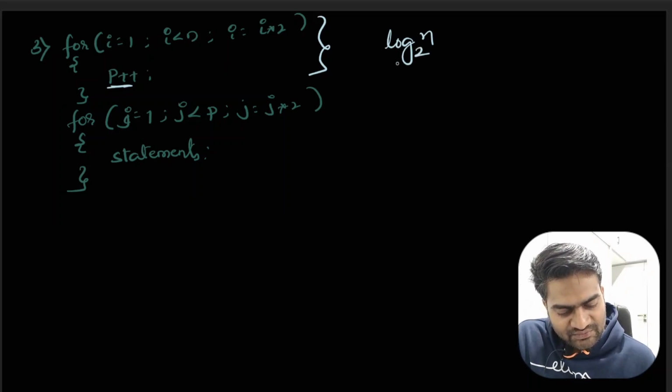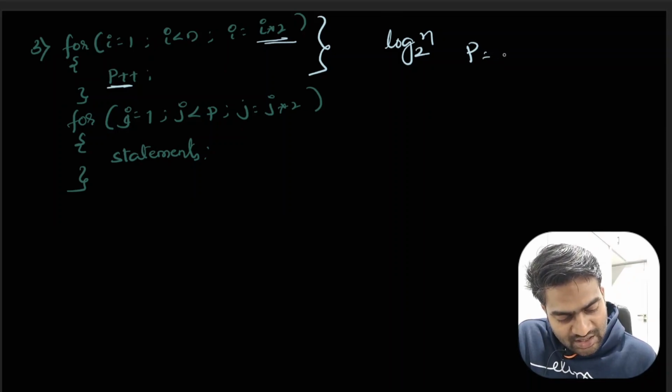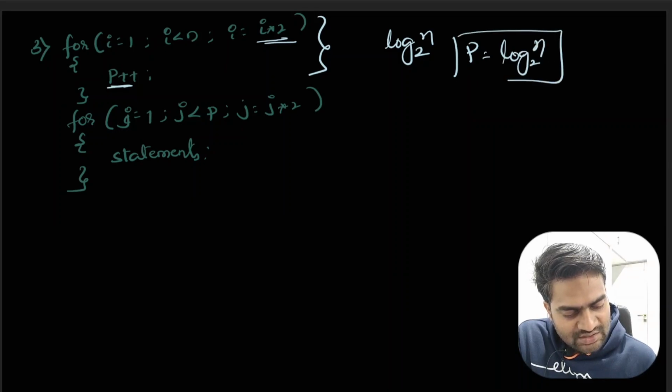So if this loop repeats so many times, our p gets incremented that many times. So at the end of this particular loop, our p value becomes log n to the base 2. So this is our first equation.